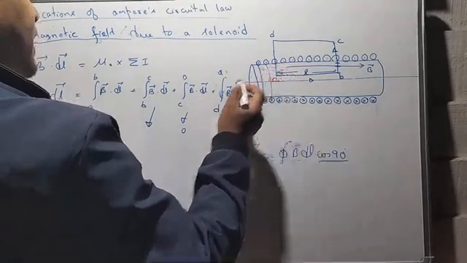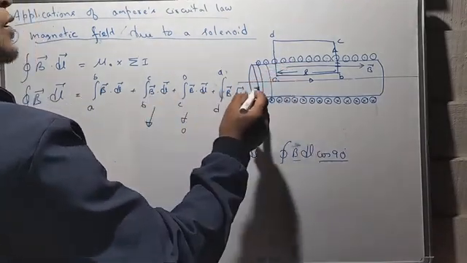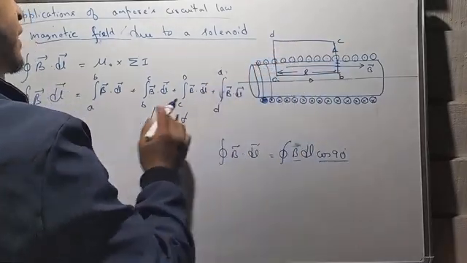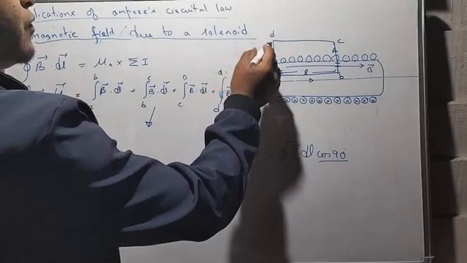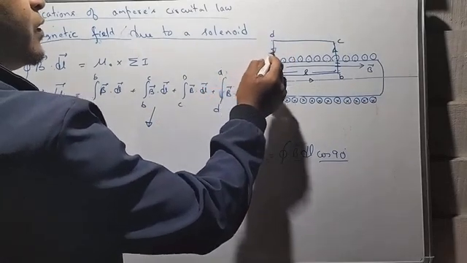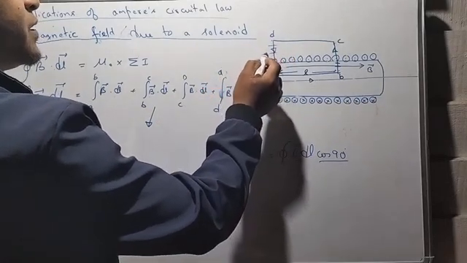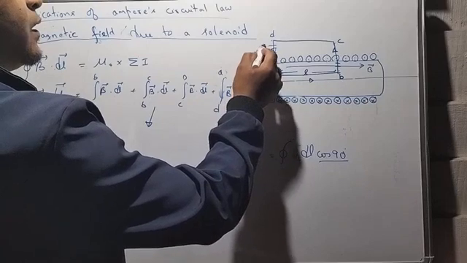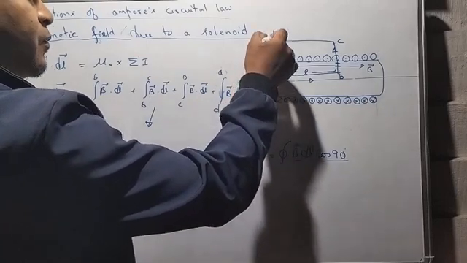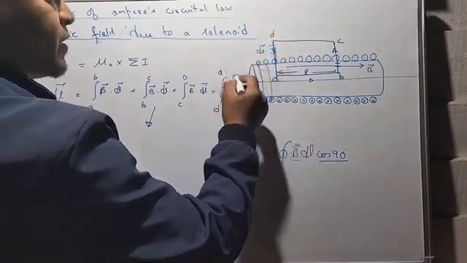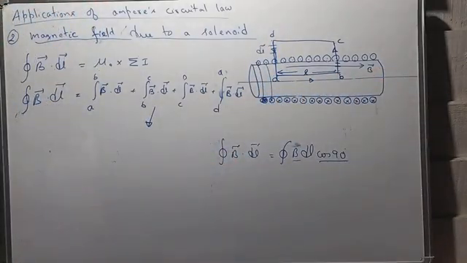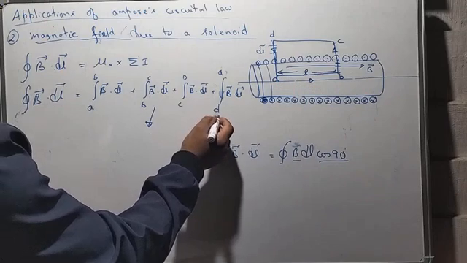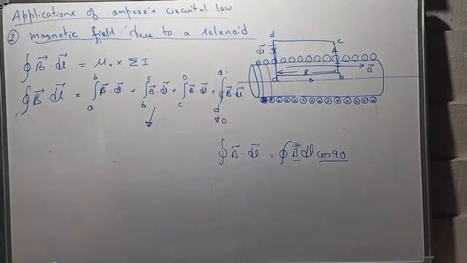Similarly, along the path DA, from D to A, if you consider any small elemental length dl, it points down, whereas the magnetic field is going like this. So again the angle between B and dl is 90 degrees. In that case, this integral also will be 0.